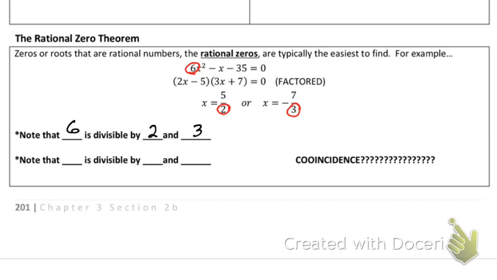Now let's look at that 35. 35 is divisible by 5 and 7. Do you think this is a coincidence? A coincidence. I got too trigger happy on all those. It is not a coincidence. It is not a coincidence, and it is the backbone of something called the rational zero theorem.